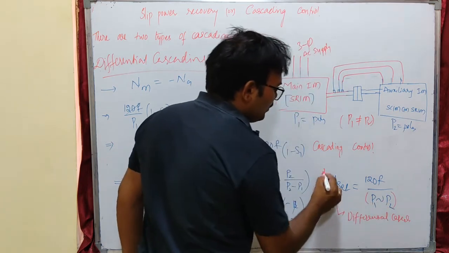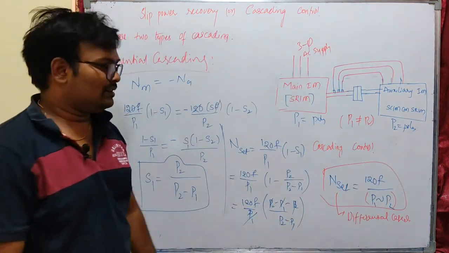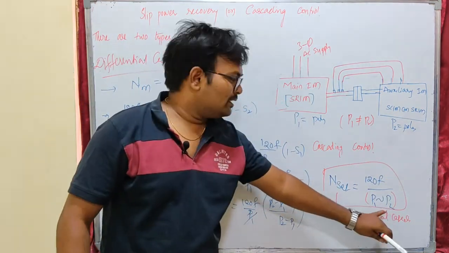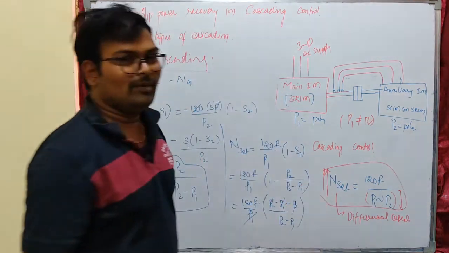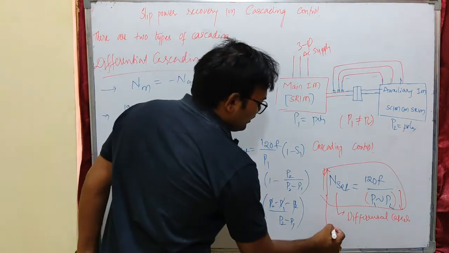That means the number of poles are reducing here because it is subtracting, P1 minus P2. That means the value will be less. If the value is less, the speed of the set will be increased. Here this is above rated speed control.